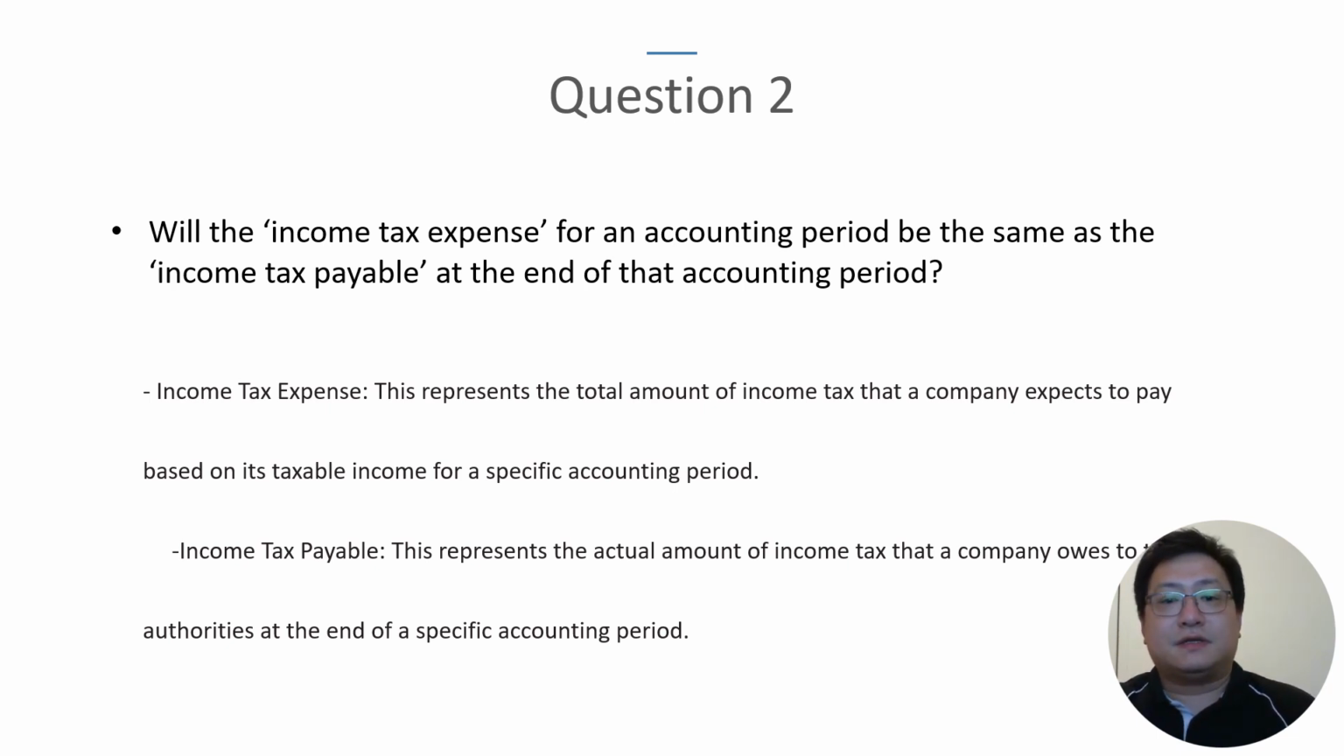From the definitions of the two, we can find that their difference is essentially because one is expected and the other one is actual. Income tax expense is an estimate made during the accounting period for financial reporting purposes. Income tax payable represents the actual amount of tax owed to the tax authority at the end of the period. This amount can differ due to factors such as timing difference, changes in tax laws, and tax plan strategy.